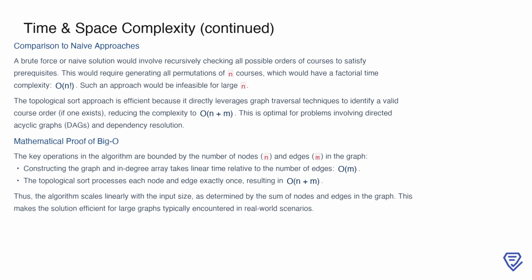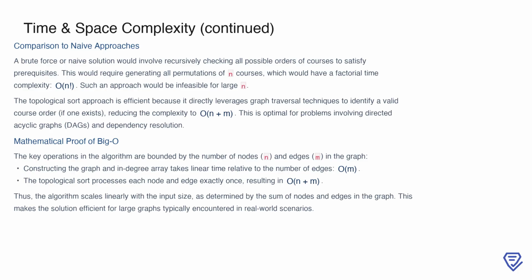Mathematically, constructing the graph and in-degree array is linear in the number of edges, taking O(m). The topological sort then processes all nodes and edges in O(n+m). This linear scaling ensures the algorithm performs well even on large graphs, making it a practical solution for problems involving dependency resolution.